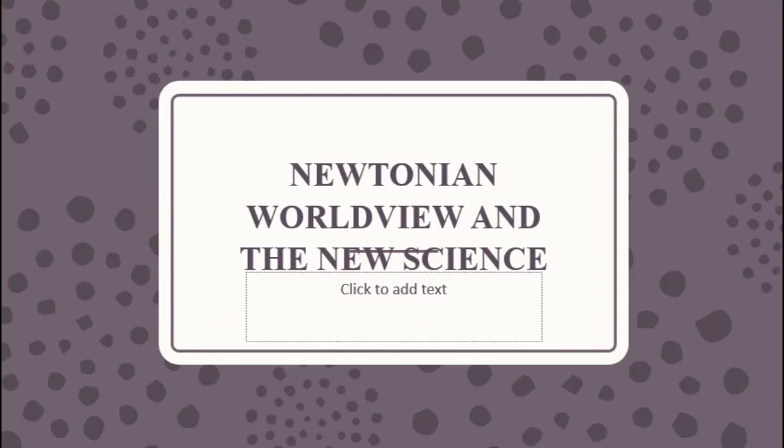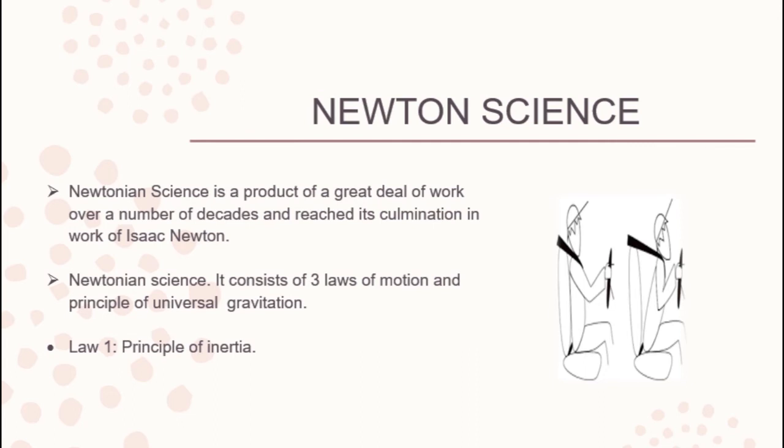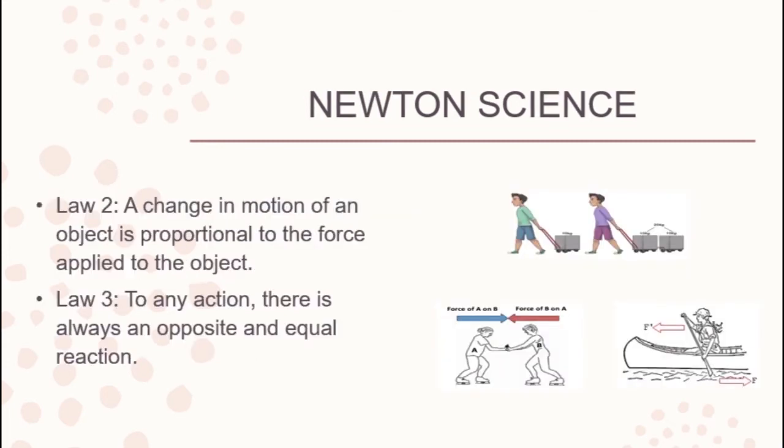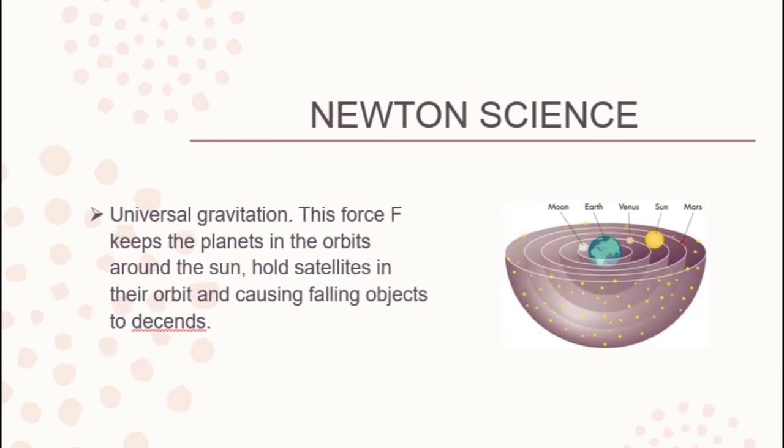Newtonian worldview and the new science. Newton's science is a product of a great deal of work over a number of decades, and it reached its culmination in the work of Isaac Newton. Newtonian science consists of three laws of motion and the principle of universal gravitation. Law 1: principle of inertia. Law 2: the change in motion of an object is proportional to the force applied to the object. Law 3: to any action, there is always an opposite and equal reaction.